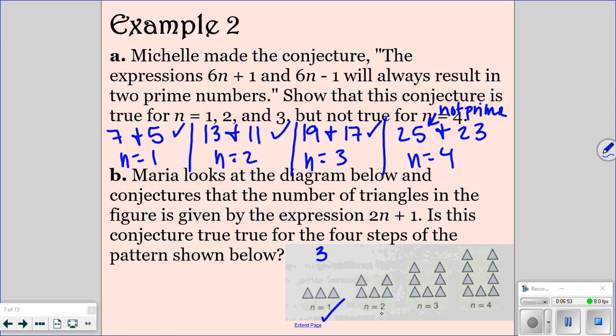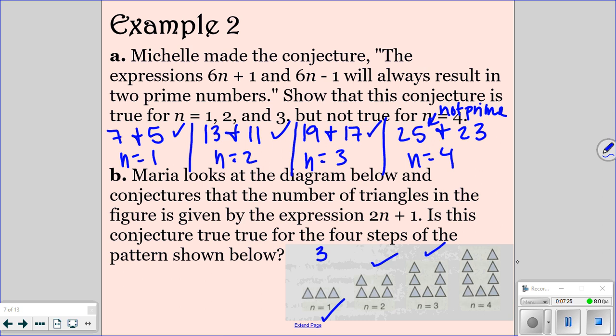2 times 2 plus 1 is 5. Do we have 5 triangles here? We do. So that is the correct answer. Let's look at this one. 2 times 3 is 6, plus 1 is 7. Do we have 7 triangles here? Okay, so that one works. It gives the right answer.